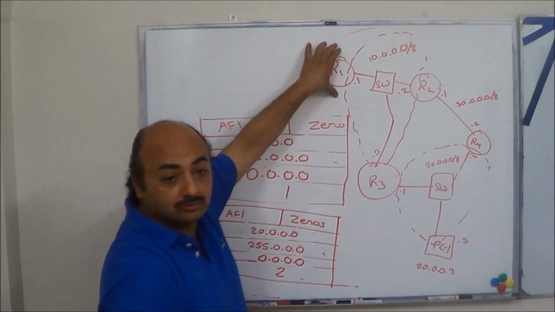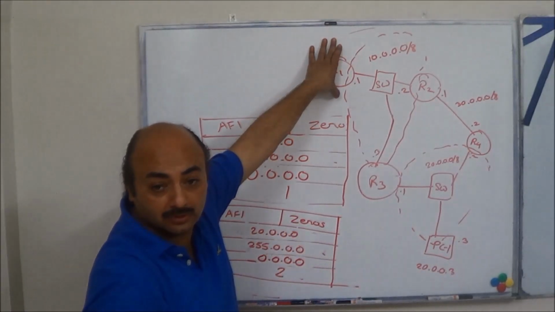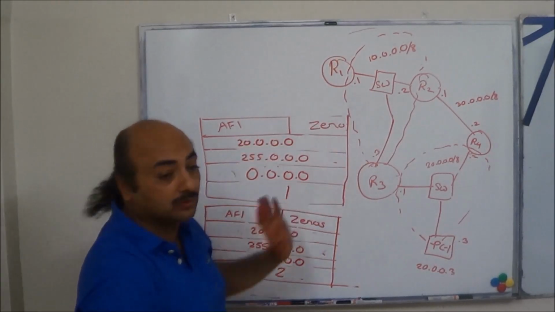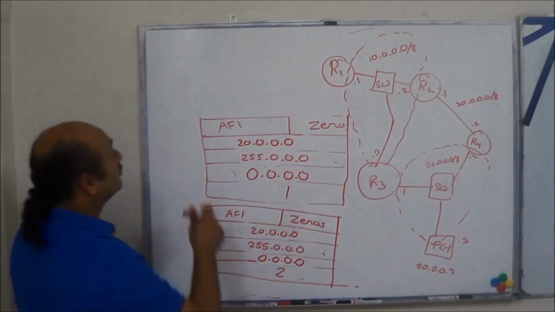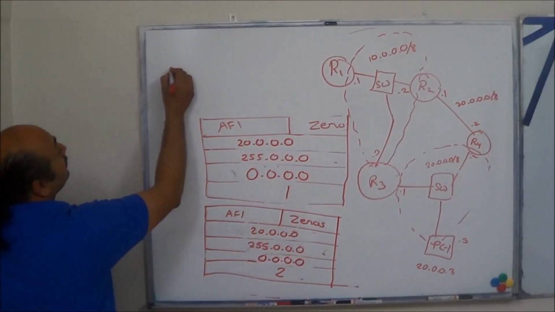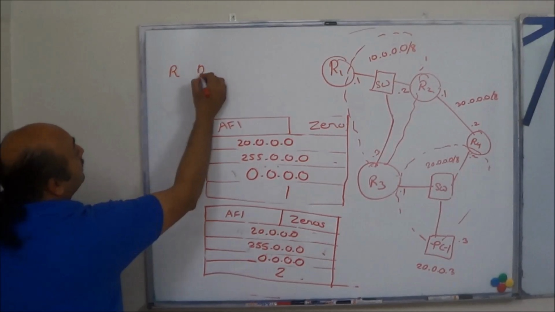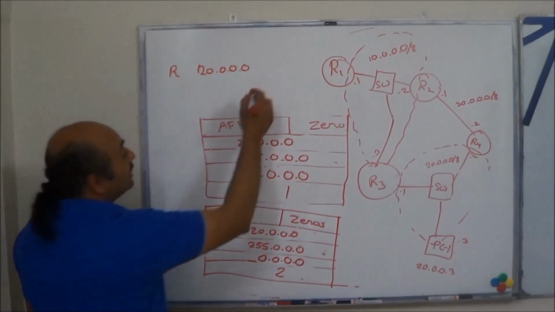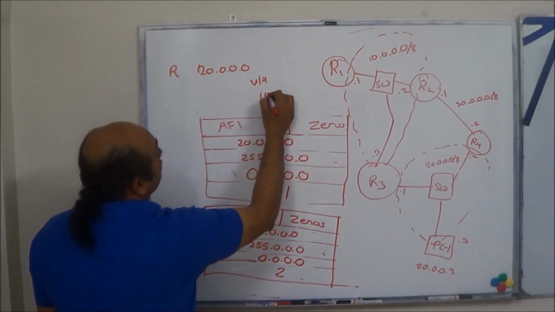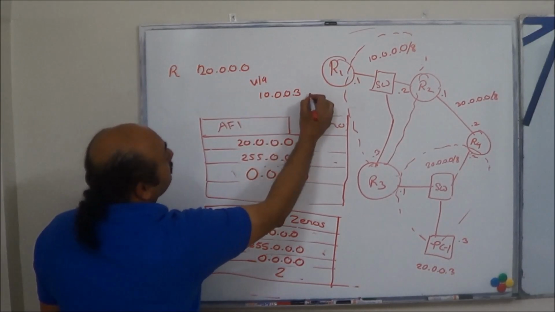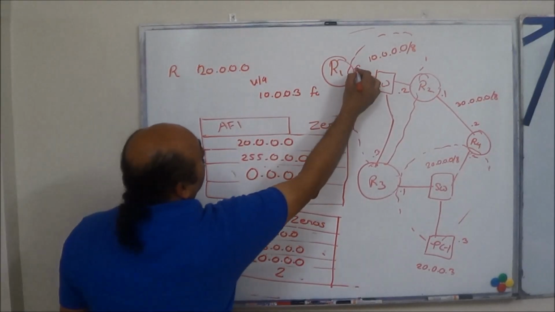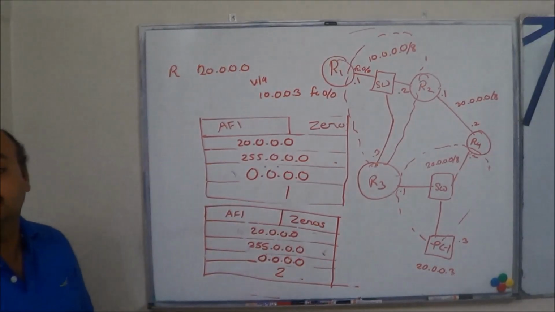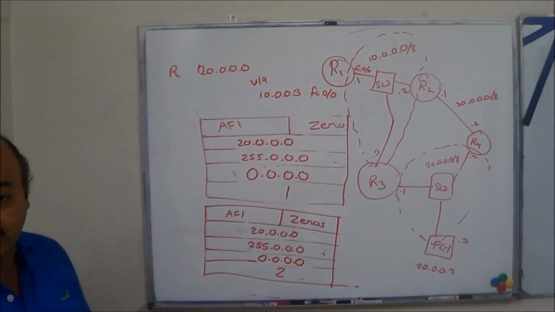But R1 chose it using its RIP logic. It said, I am going to keep the lowest hop count, and it is accepting this one. So in its routing table, what will it show? R 20.0.0.0, via 10.0.0.3. That's what it will do.